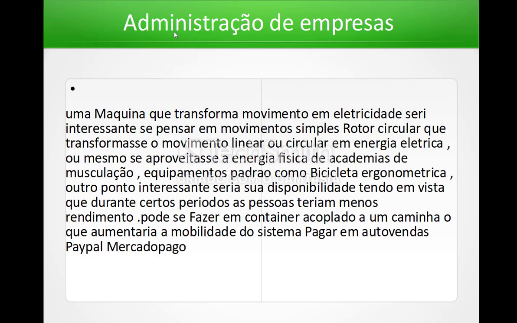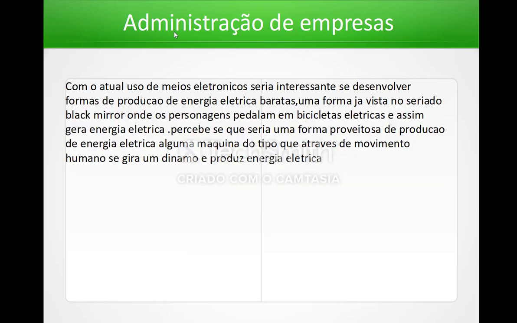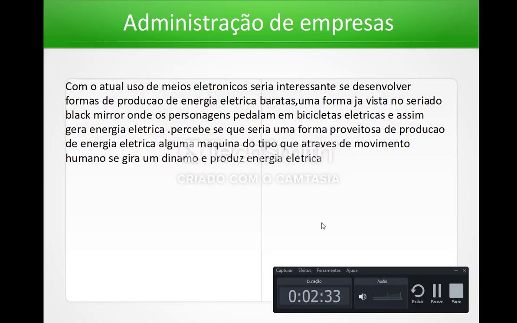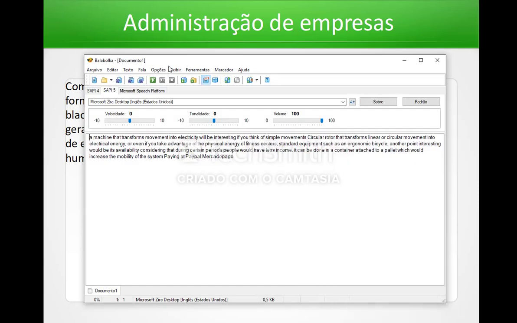Viable business and business administration. With the current use of electronic means, it would be interesting to develop forms of production of cheap electric energy, a form already seen in the series Black Mirror, where the characters pedal on electric bicycles and thus generate electric energy. One realizes that it would be a profitable form of production of electrical energy, some machine of the type that through human movement turns a dynamo and produces electrical energy.